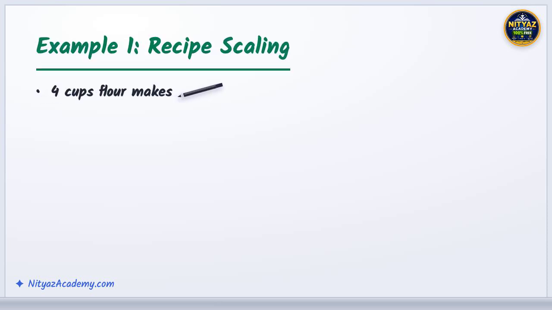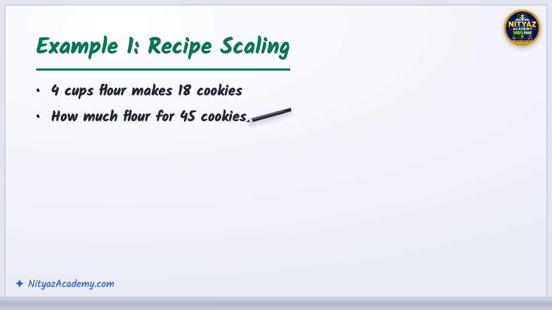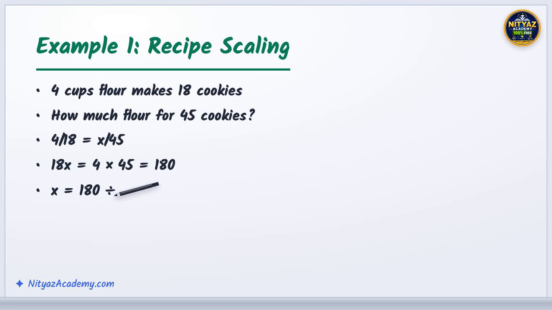A recipe uses 4 cups of flour to make 18 cookies. How much flour makes 45 cookies? Set up the proportion. 4 over 18 equals x over 45. Cross-multiply: 18x equals 4 times 45, which is 180. Divide by 18, and x is 10 cups. Notice flour stayed on top and cookies on the bottom in both fractions.